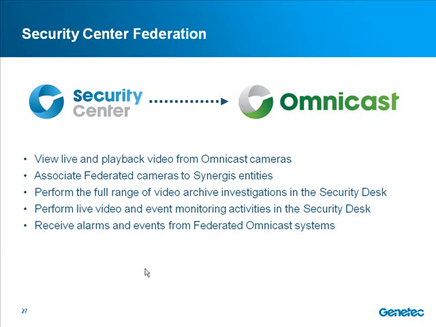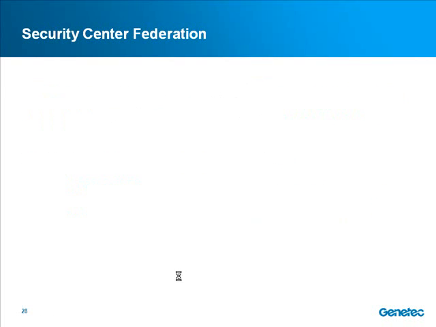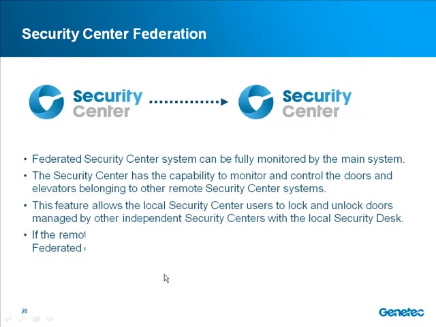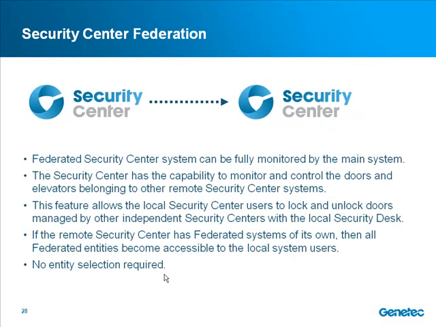As opposed to an Omnicast to Omnicast federation, we can also receive alarms from the federated Omnicast system in Security Center. These can be triggered or acknowledged as you would in an Omnicast system. When we have a federation scenario where we're integrating another Security Center system, the external system basically appears as if it's part of the Security Center system at the main site. You'll be able to fully monitor the entities from the federated system, as well as perform some controlling actions, such as locking and unlocking doors.